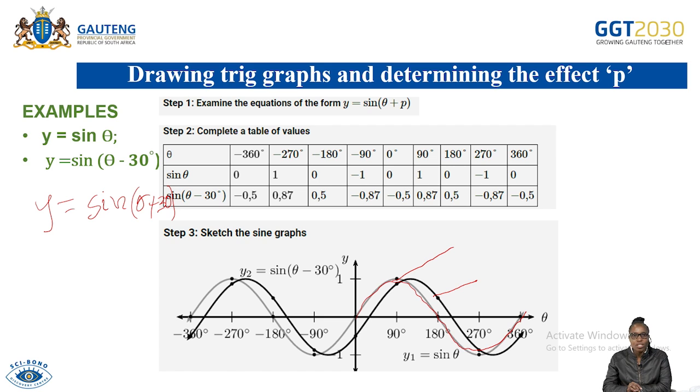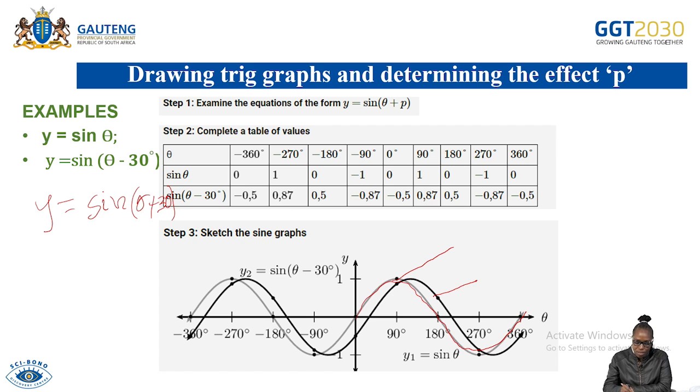And the things to look at before you plot your graph, if you are given a graph like that, you must firstly examine the graph. Check which shift is happening on the graph. And after doing that, you must be able to draw your table where you will be using your calculator to find your values of the graph where you are going to be plotting from one point to the next. And that is what is going to happen.